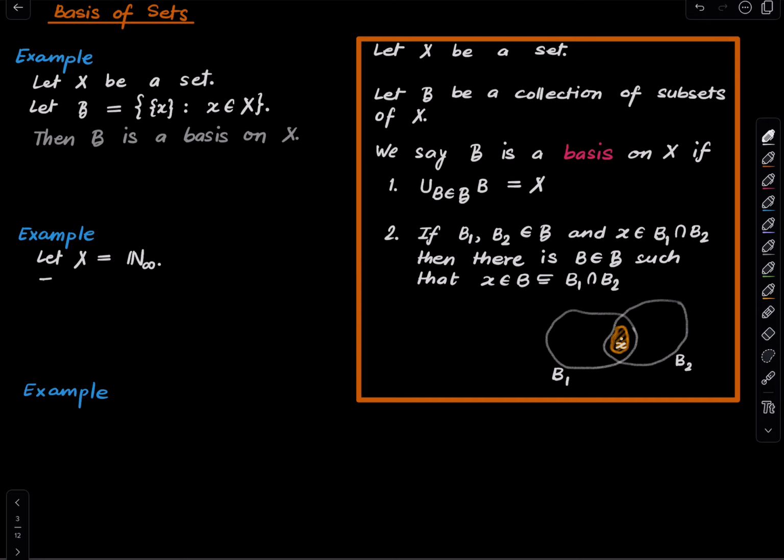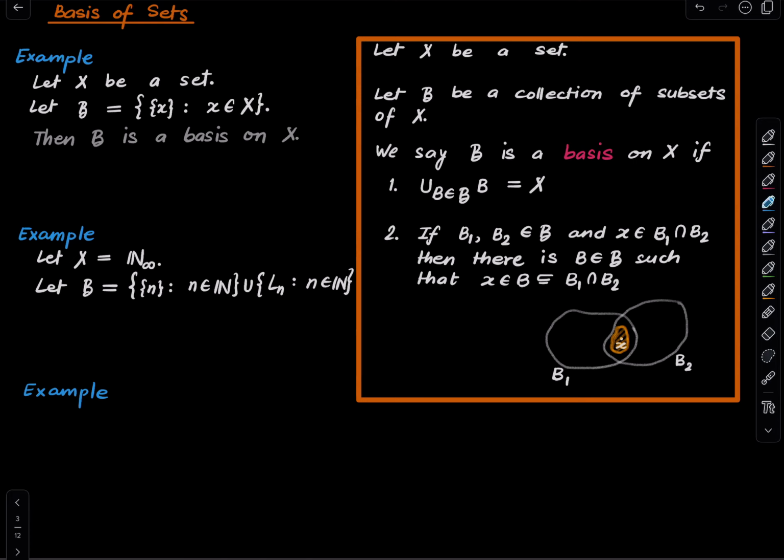So then, let script B be this thing. You collect all the natural numbers in singletons, and you also collect the tails. Let me recall what these tails are.